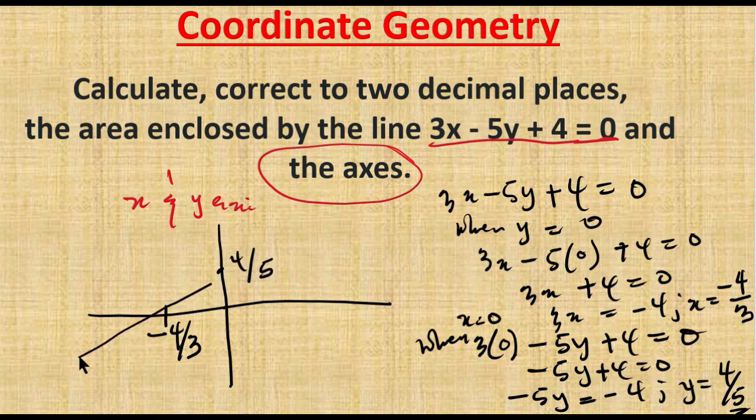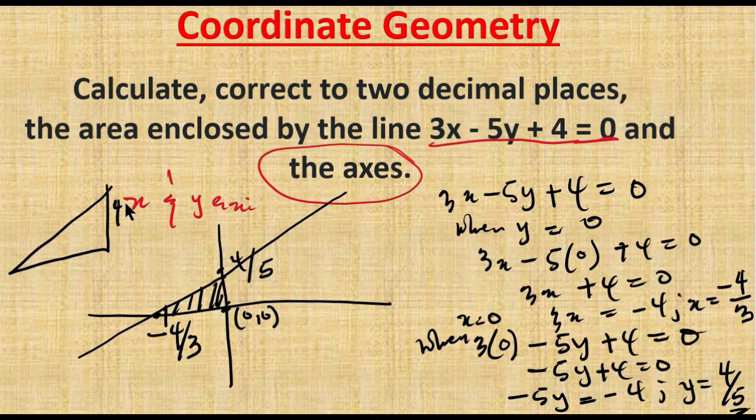I can imagine my line moving this way. So if my line is moving this way, it means this is the area of interest, this area bounded by this line and both x and y axis. At the center here, I have this to be 0 and 0. So the distance from here to this point is 4 over 5. And the distance from here to this point here is 4 over 3. Then I have a triangle that looks like this.